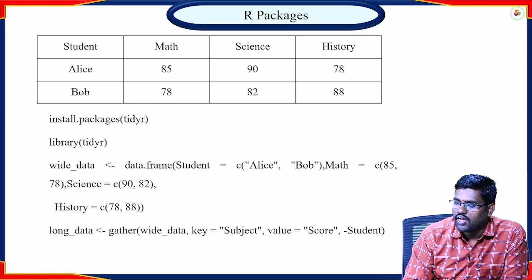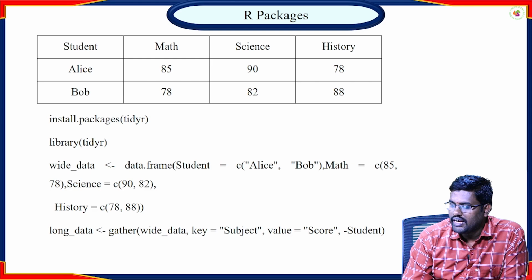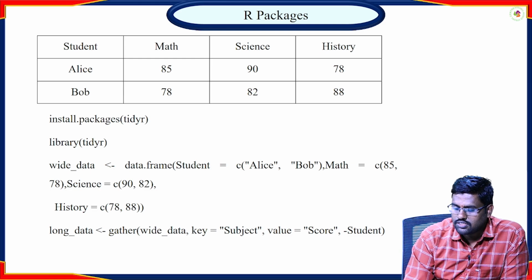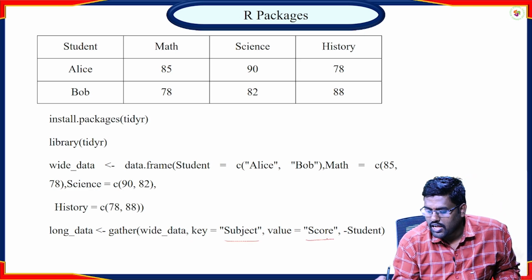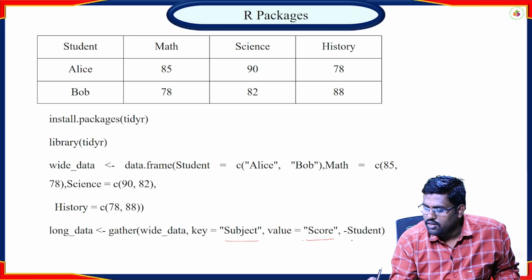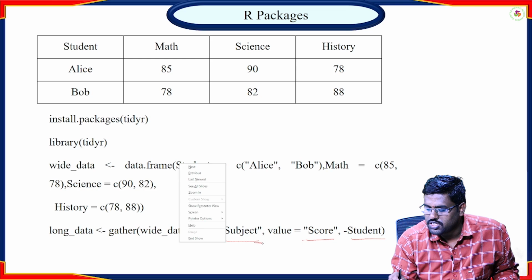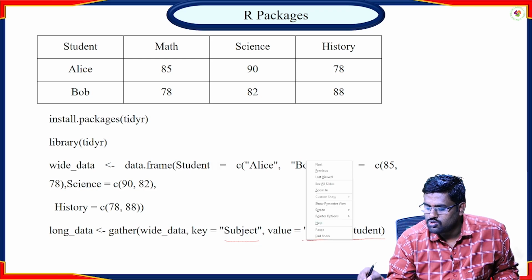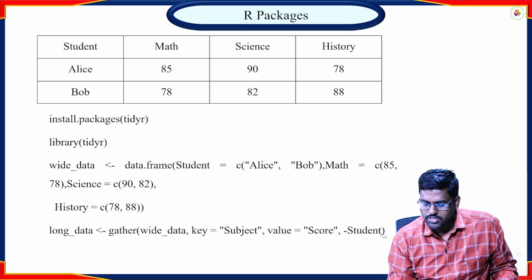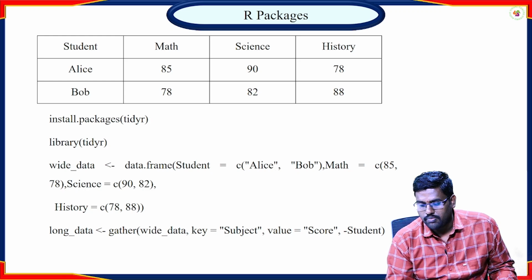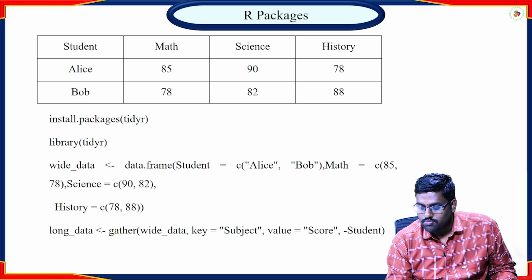Then library of tidyr. Next we give the values student, math and science, whatever data set we have taken. Next, long data is equal to gather of wide data, comma, key equal to subject and value equal to score. Based on our student names, the values will be displayed. So based on our key equal to subject, the subject names and the score, the student values will be retrieved.